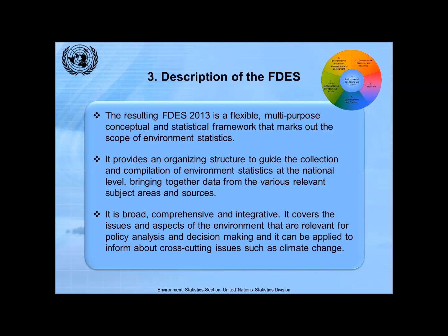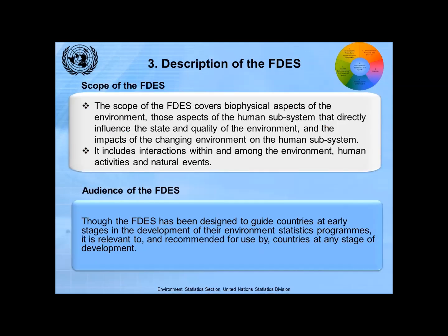So the scope of the FDS covers the biophysical aspects of the environment, those aspects of the human subsystem that directly influence the state and quality of the environment, and the impacts of the changing environment on the human subsystem. You will see a slide that describes this a little bit more in a picture form.